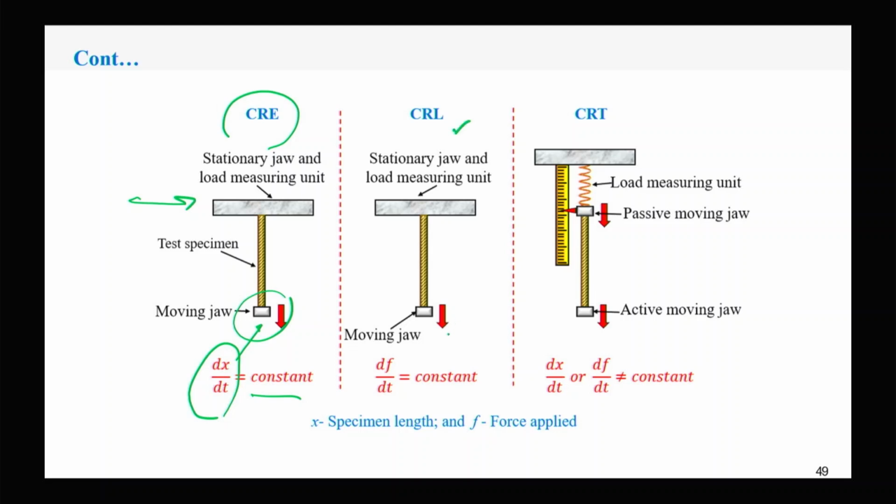And in constant rate of loading, the movement of the jaw is not uniform, but it will extend in such a fashion that maintains a constant rate of loading. So the rate of force applied on the specimen will be constant. And constant rate of traverse is where both the jaws are moving, so it doesn't follow the constant rate of elongation or constant rate of loading.